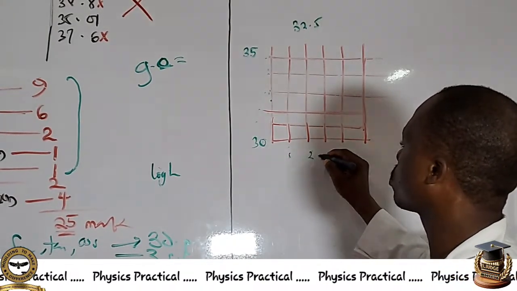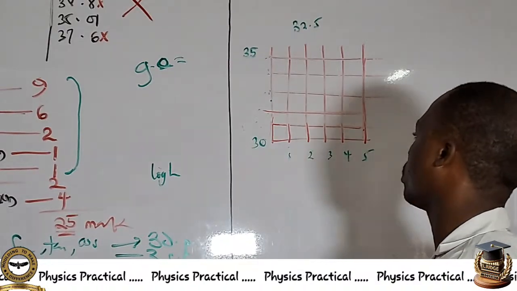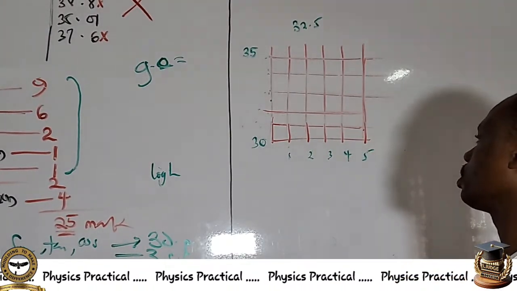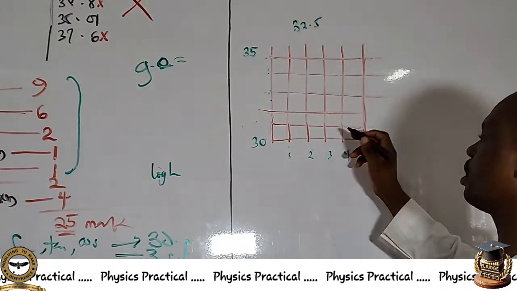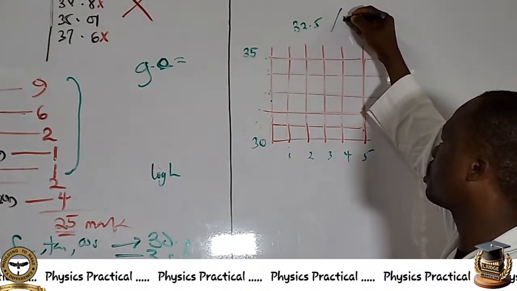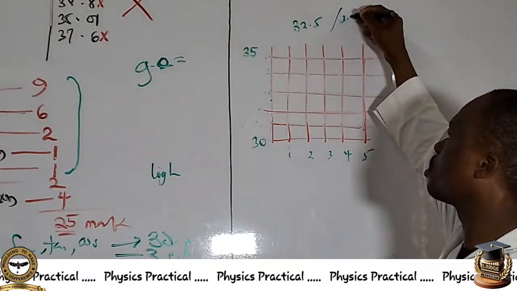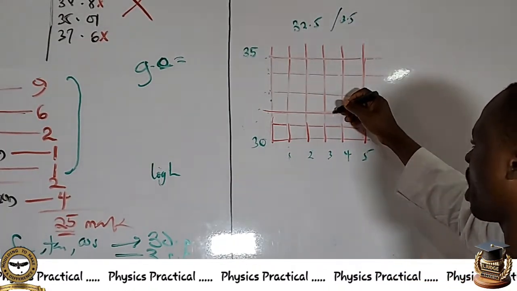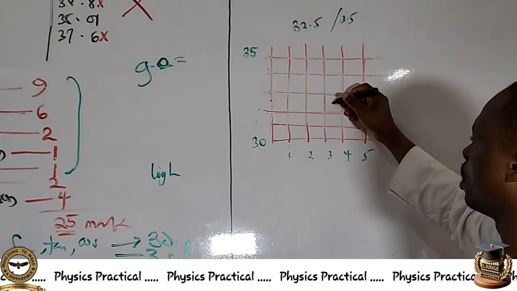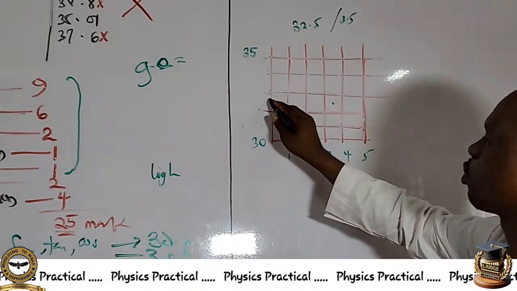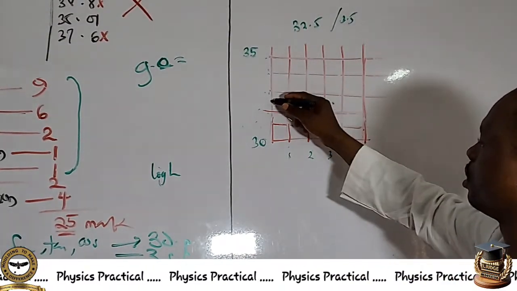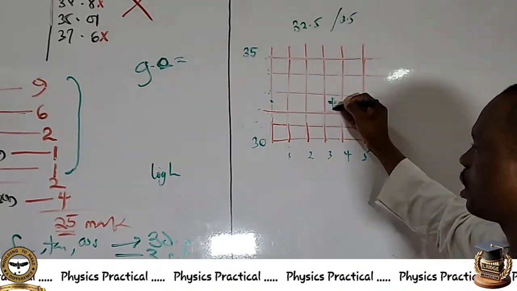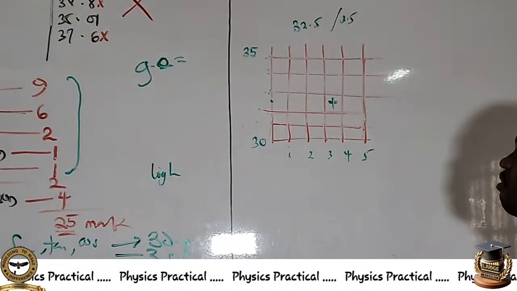And we are plotting it against 1, 2, 3, 4, 5. We are plotting against 3. So 32.5 against 3.5. Now 3.5 is here. It's between these. 32.5 is here. Now if I mark this point, this is the correct point that I have marked.